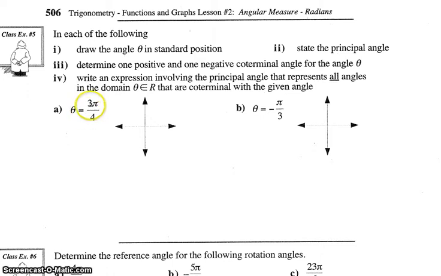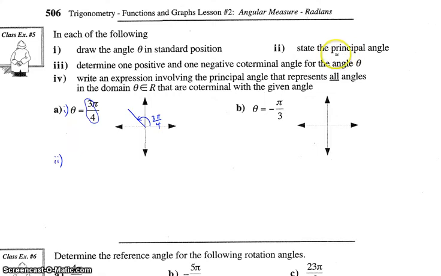Theta equals 3 pi over 4. All right, so think of this as 3/4 of a pi. Where would that land? Well, when pi from here to here is divided into 4 pieces, 3/4 of it would be right here. And then drawing that angle in standard position, there's our angle of 3 pi over 4. Okay, part i done.